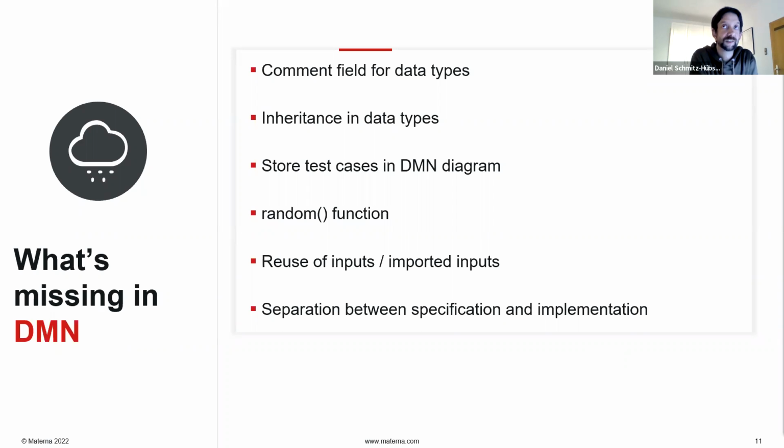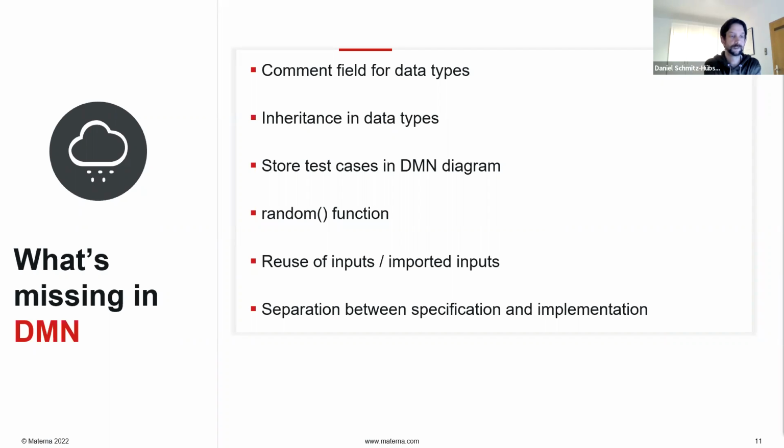Another subject that came up is inheritance in data types. And I personally don't know whether I want to see it in the DMN or not. I can understand that it's at some point easier to structure your data, but I don't know whether it would be too complex for most of the customers if they have this opportunity. But it's interesting that this idea came up.